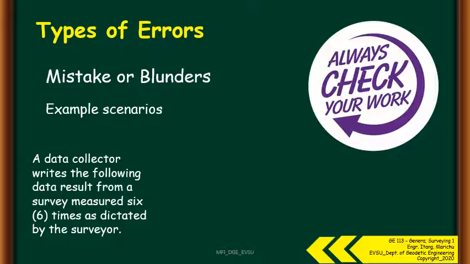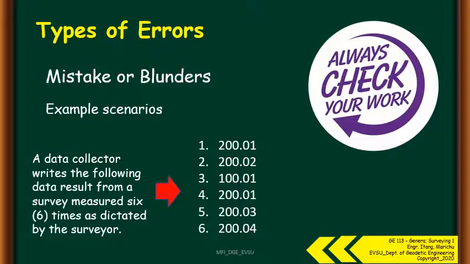So, sa 6 na beses niyang mineasure ang isang line. For example, nag-measure siya ng line A to B. So, pabalik-balik siya pag measure ng A to B to ensure ano ba talaga yung length ni A to B. Tapos, ito yung mga data na nakuha niya. We have here 200.01, 200.02, 100.01, 200.01, 200.03, and so on, 200.04.